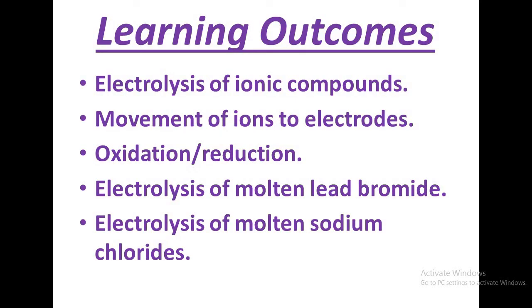Let's review the whole topic. The learning outcomes of this lecture were the electrolysis of ionic compounds, why they are not good conductors in solid form, and why they are good conductors in molten or aqueous form. When the ions move to their respective electrodes, what happens to them, what is oxidation, what is reduction, and how to show the half cell equations at the respective electrodes. Finally, I explained the electrolysis of molten ionic compounds. So this was all in today's video.